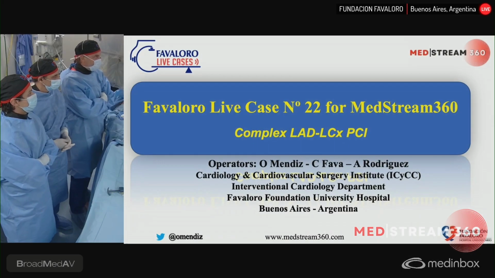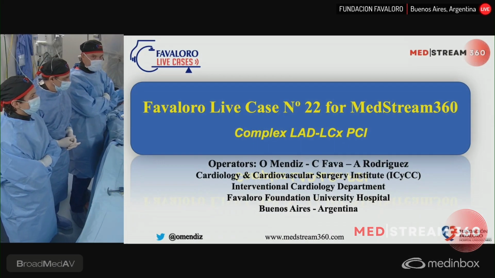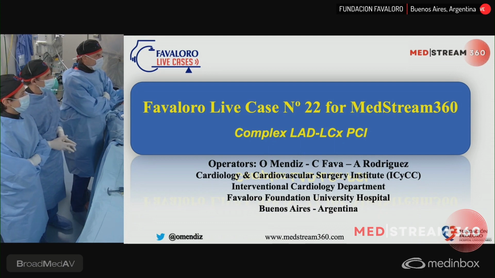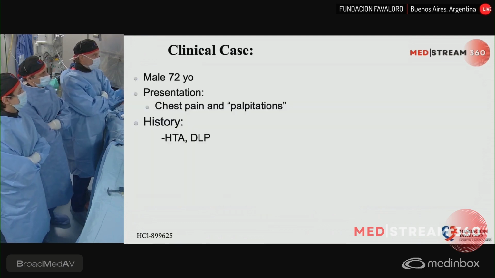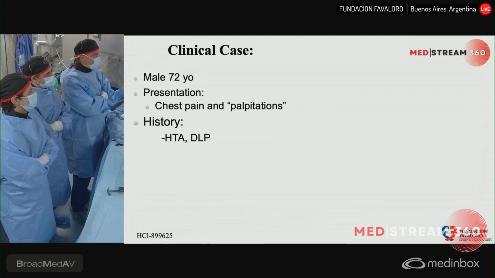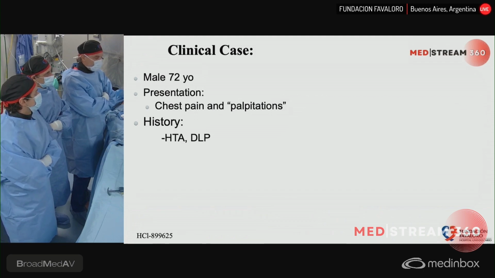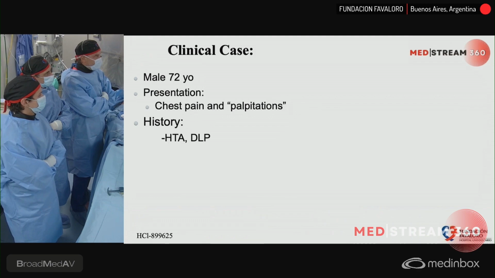So let's see, this is a complex LAD and left circumflex PCI. The next slide, please. So this is a 72-year-old who presented with chest pain and palpitation. He suffered from hypertension and dyslipidemia.